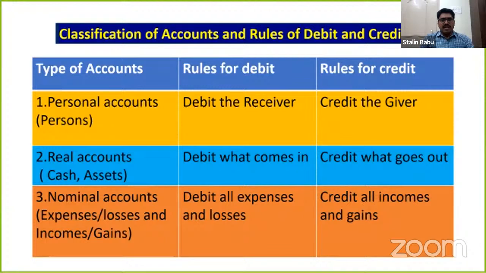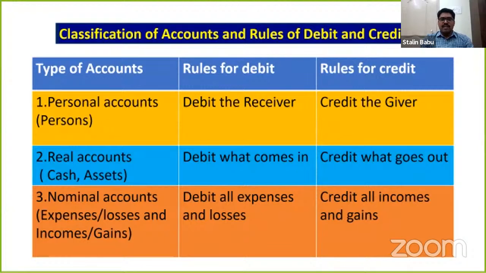Second one, real account. The principle of real account is debit what comes in, credit what goes out. So here, cash and assets. When the cash and assets are coming into the business, it should be debited. When the cash and assets are going out of the business, it should be credited. Okay. The final one, nominal account. Nominal accounts deal with expenses and losses and incomes and gains. The rule of debit and credit for nominal account is debit all the expenses and losses, credit all the incomes and gains. So this is the most important table for accounts students.